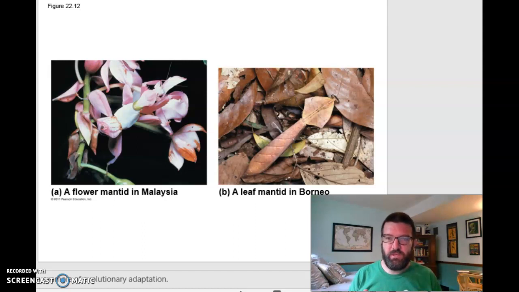So this is a look at two mantids, one in Malaysia, one in Borneo, so they're not that far away from one another. And this mantid lives on orchid flowers, and it looks just like orchid flowers. This mantid in Borneo lives among dried leaf litter, and it looks just like dried leaf litter.